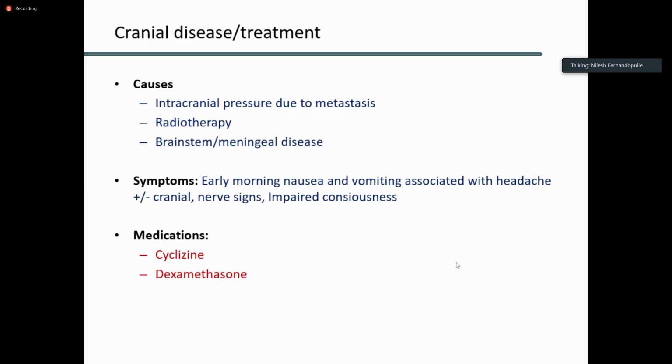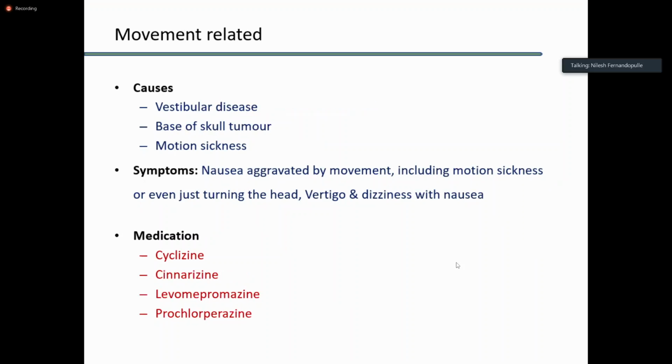So again, finding the cause is very important. In these patients, giving domperidone is not going to be useful. Movement-related problems like vestibular diseases, base of skull tumors, motion sickness, those people's nausea and vomiting is aggravated by movement. Even just turning the head will induce vertigo or dizziness, associated with nausea. For these patients, the drugs of choice will be cyclisine, cinnarizine, levofloxacin, or prochlorperazine. So again, doing a symptom analysis will help target your treatment.